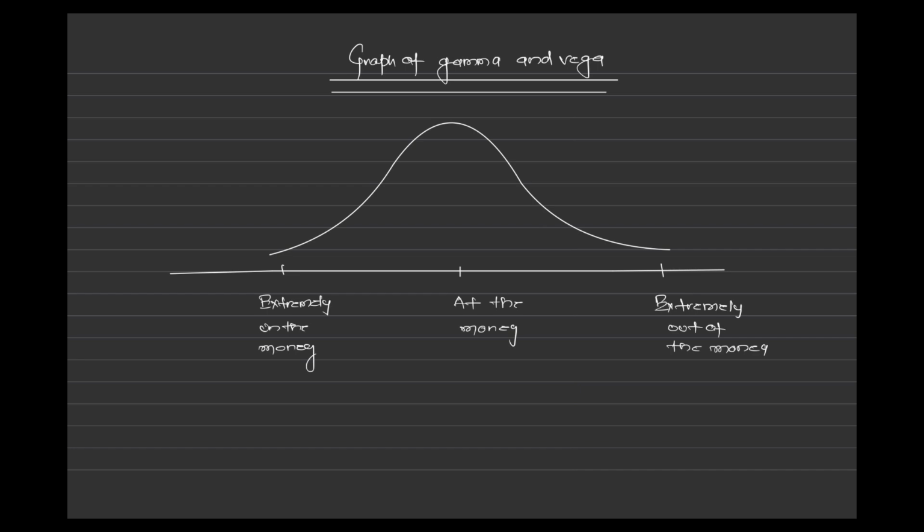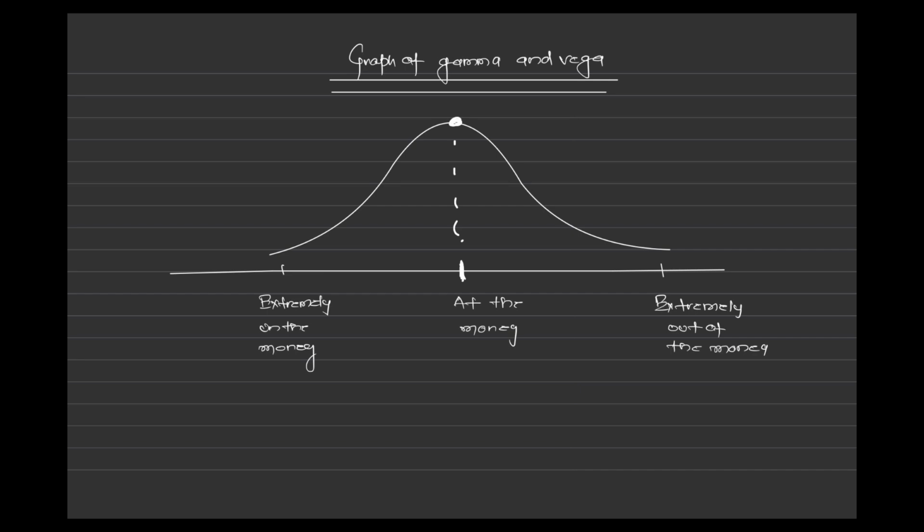Now let's talk about the graph of gamma and Vega. Both graphs look like a normal distribution. It is not actually a normal distribution in terms of whether it is in the money, at the money, out of the money. So it is being said that the gamma of the option and the Vega of the option, we know that this is going to be positive for call and put both if you're an option buyer, but it is highest at the money.